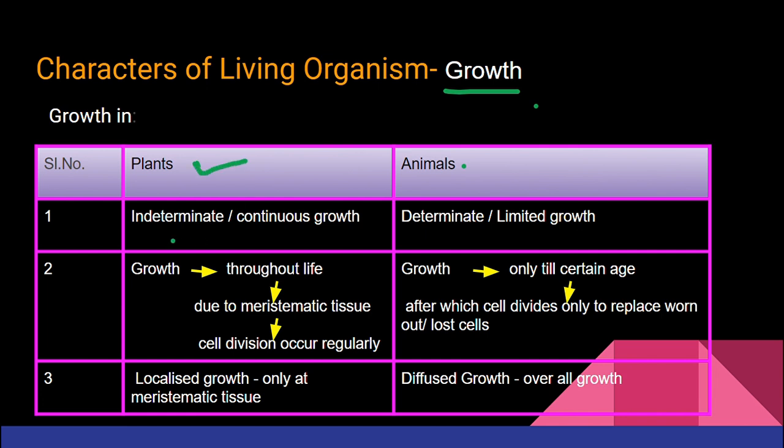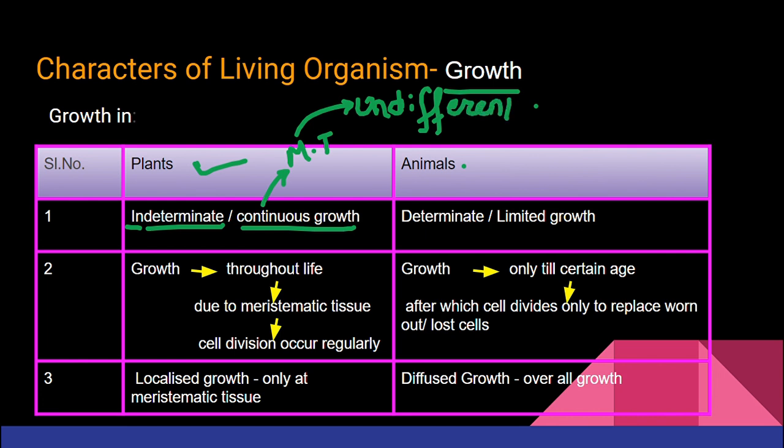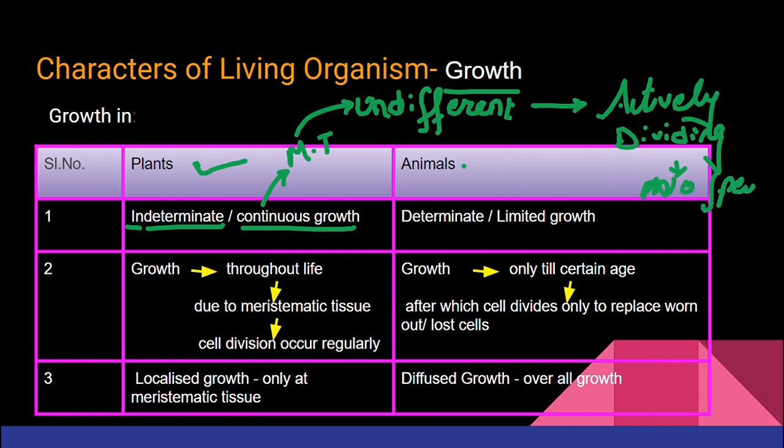So when we talk about plants, plant growth is indeterminate. That means continuous growth. Why does it show continuous growth? Because of the presence of which tissue? That is your meristematic tissue. What is meristematic tissue? Is it a differentiated one or undifferentiated one? It is undifferentiated. When I say undifferentiated, that means it is an actively dividing cell, which means it does not have a specific function now. No specific function has been given, right? So growth throughout life is due to meristematic tissue, and cell division occurs regularly. This is the reason why plants grow continuously in their life cycle.